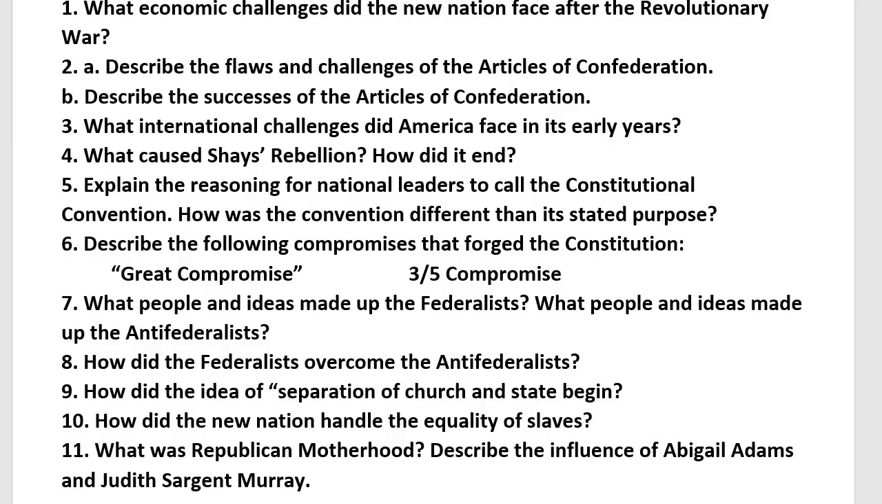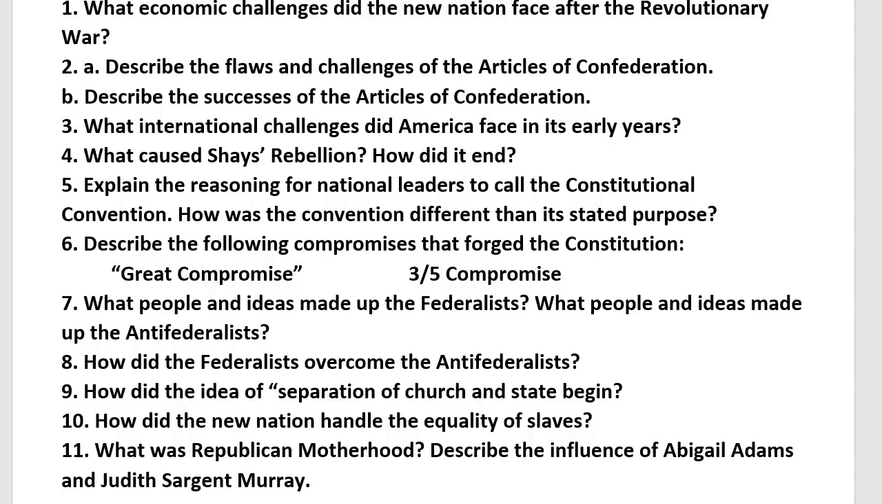Well, Republican motherhood was the idea that women, their role in the new country would be to instill virtue and to instill great morals in our next generation so that we could have a republic that was full of virtue and the common interest would be put above our own self-interests. So women were relegated to the home and the idea that their motherhood would be the future of the republic.